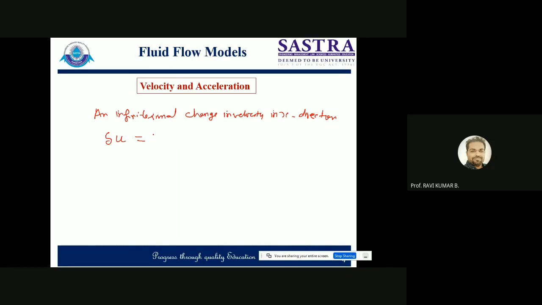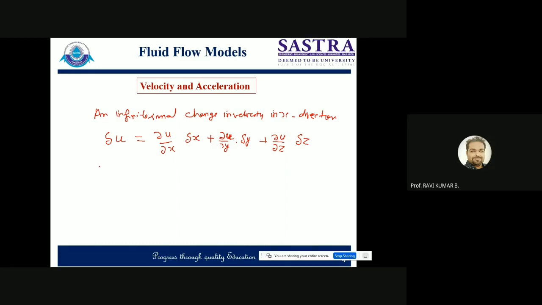So dou u, if you want to write, you need to write in this way: dou u divided by dou x into dou x, and also you can write dou u by dou y into dou y, and then dou u by dou z into dou z. So anyway, in an infinitesimal change, this will be cancelled out. You will get only dou u, right? But we have considered all the three directions.